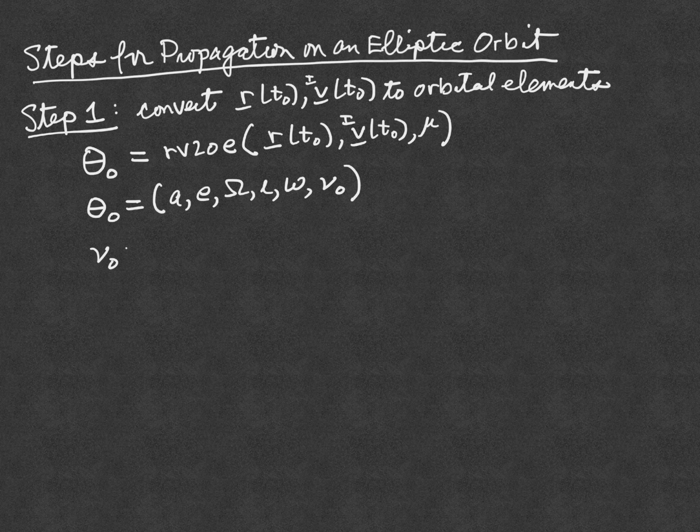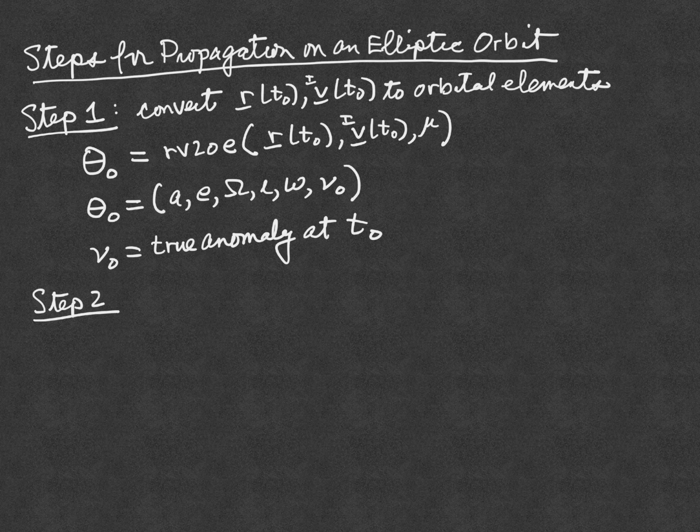So nu 0 is the true anomaly at t0. Now that's going to be a key quantity that we're going to need in the future steps. The other 5 we need for later, but they're constant. They don't change. The only one that changes is nu 0 because it's the only thing that defines the location of the spacecraft on the orbit. So once we have nu 0, then we can go to step 2.